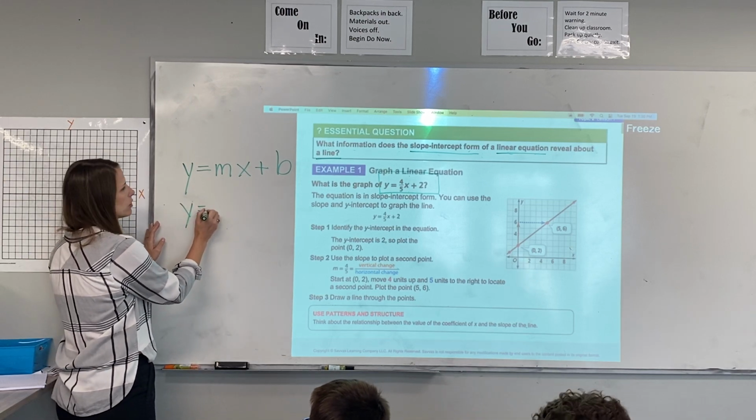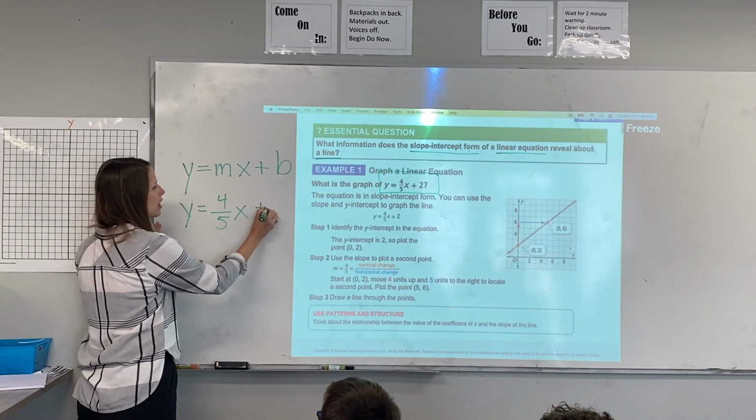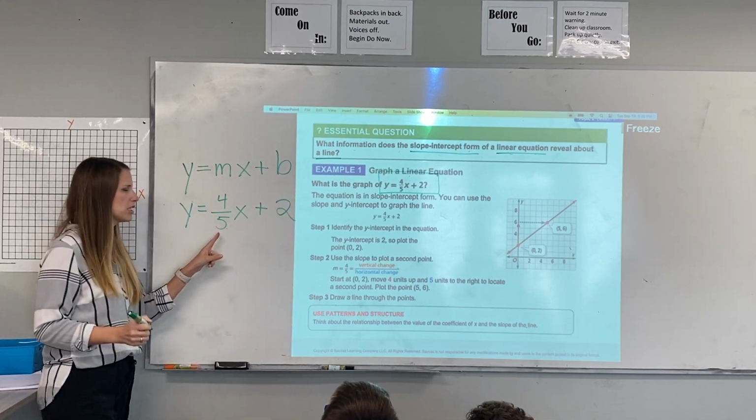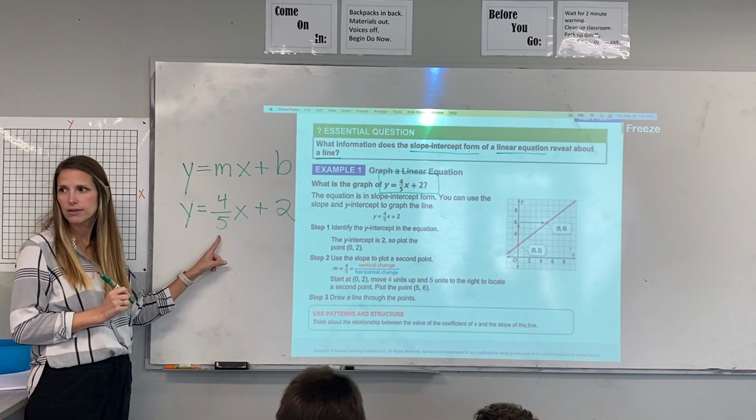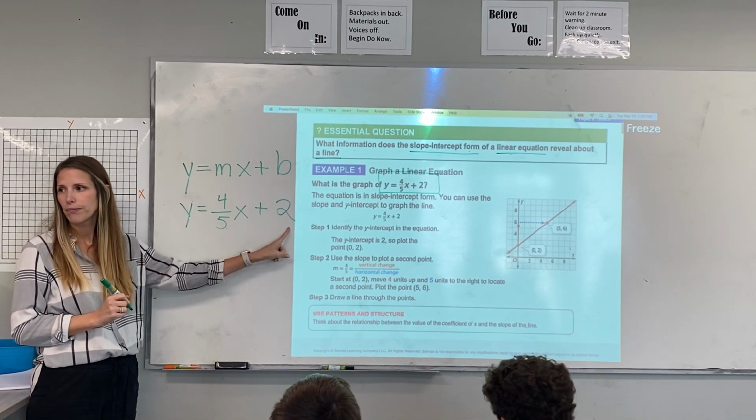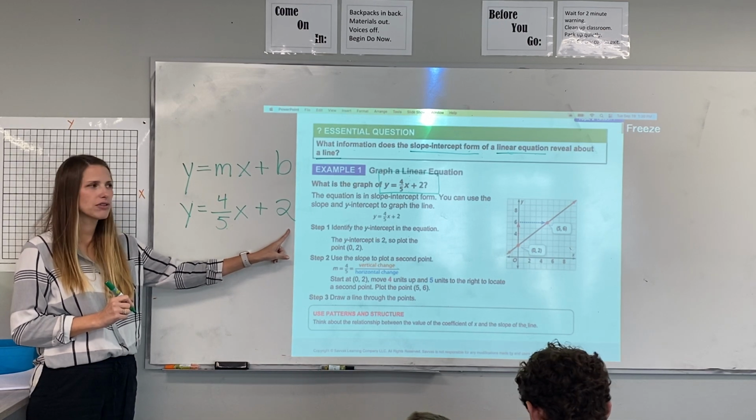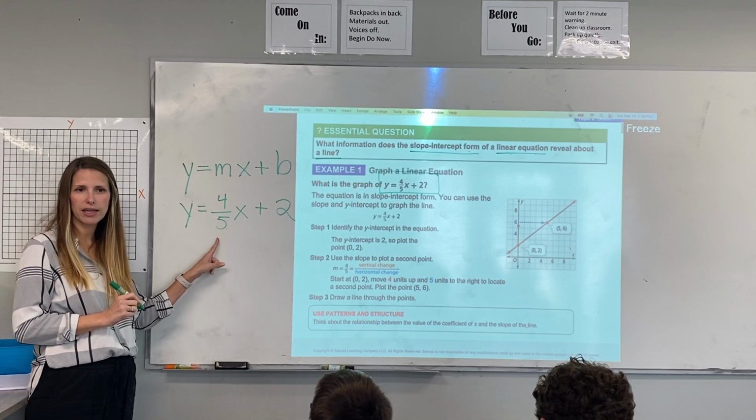Y equals 4 over 5 times x plus 2. What is 4 over 5? 4/5. Right, the slope, very good. What's 2? Y-intercept. Good. Is it positive or negative? Positive. Positive, good, that's very important. Is our slope positive or negative? Positive.